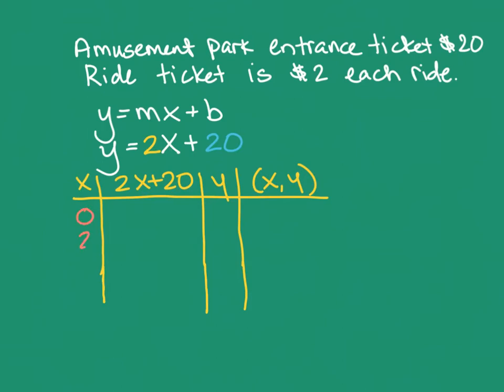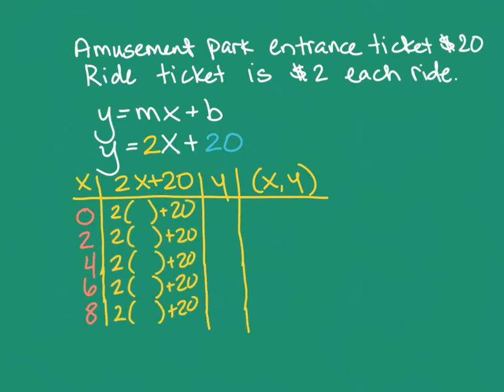Or maybe I only went on 2 rides, x equals 2. Or maybe I only went on 4 rides, x equals 4. Maybe I did 6, or maybe I did 8. So for any of those scenarios, let's go ahead and solve and see what the cost would be.